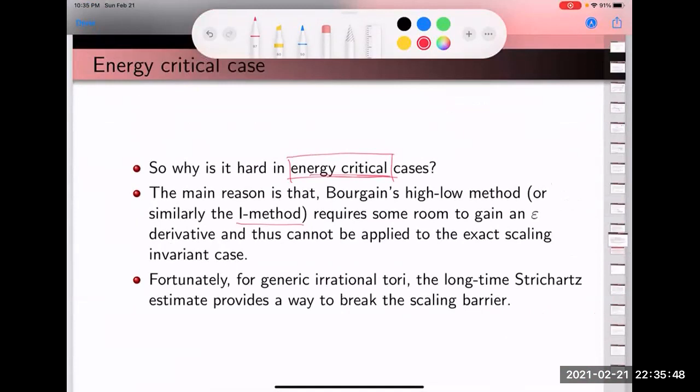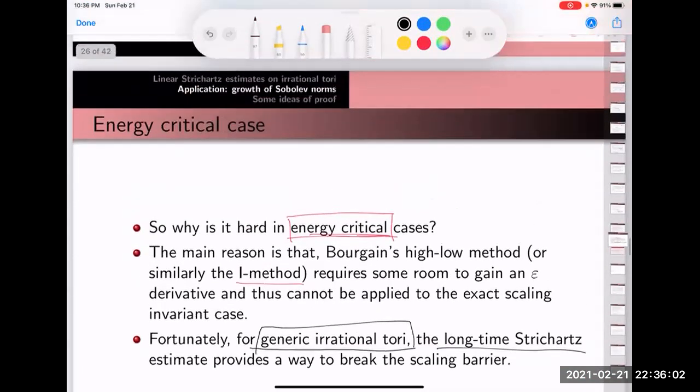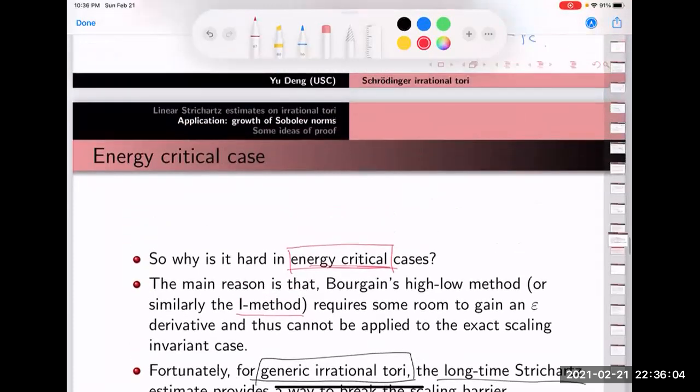Okay, so that is where this irrationality result comes in. For a generic irrational torus, we have this long-time Strichartz estimate. If you think of it, the standard Strichartz estimate says that the norm of u in L^p of [0,1] times the torus is less than N to the power of, I think, d/2 minus (d+2)/p, times the norm of f in L2. So this is the standard estimate.